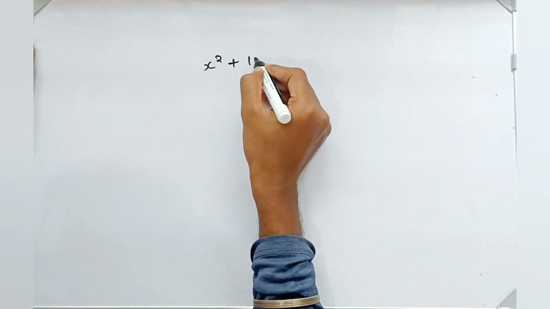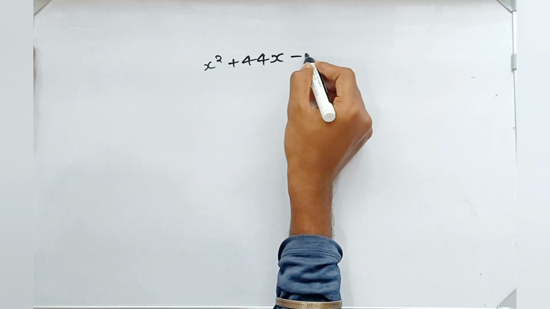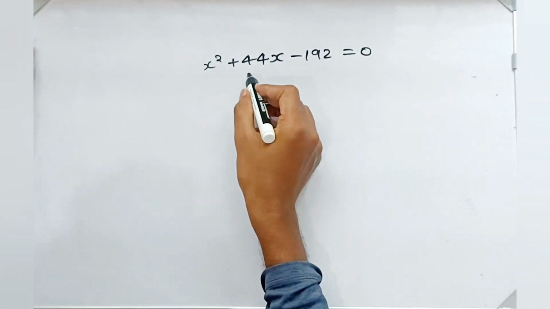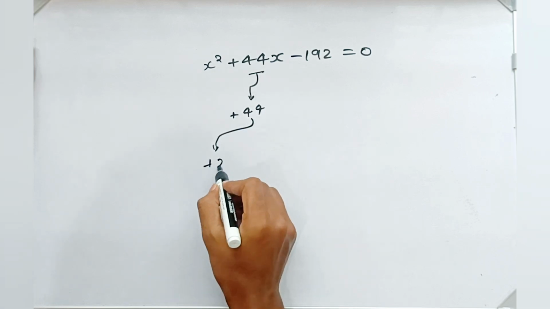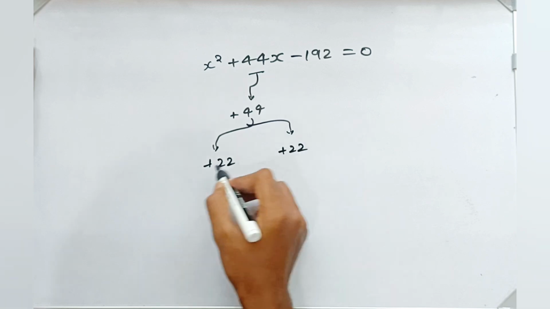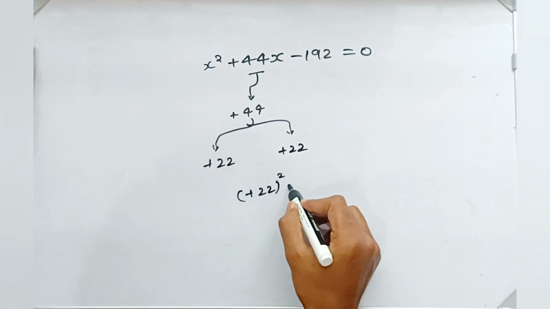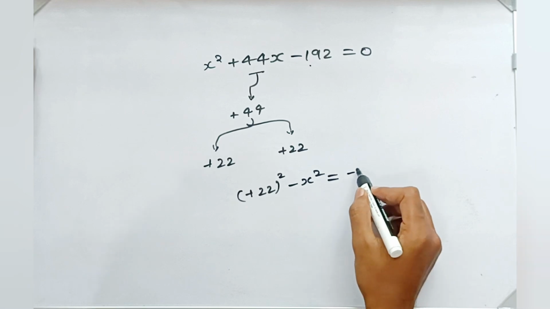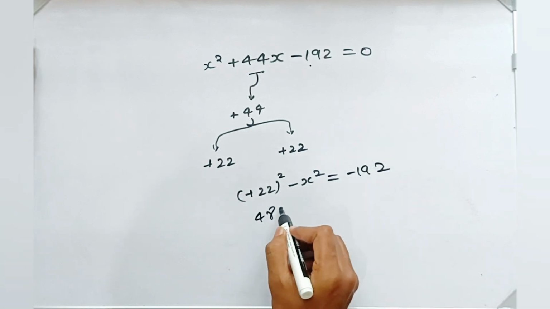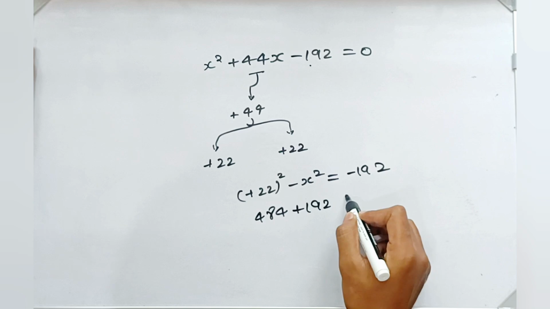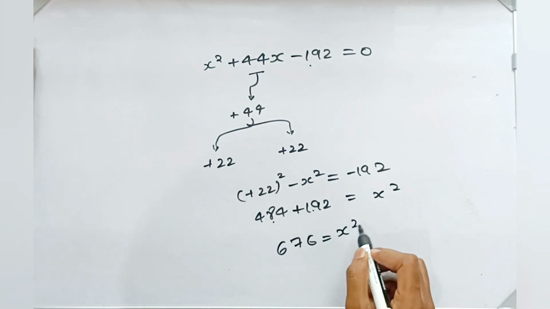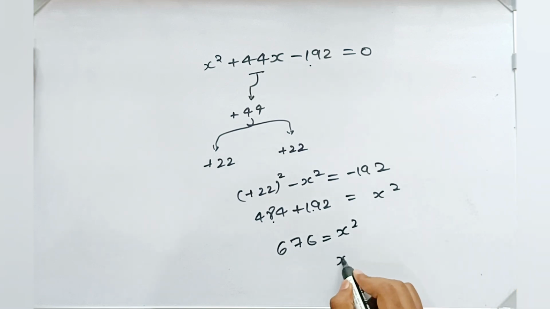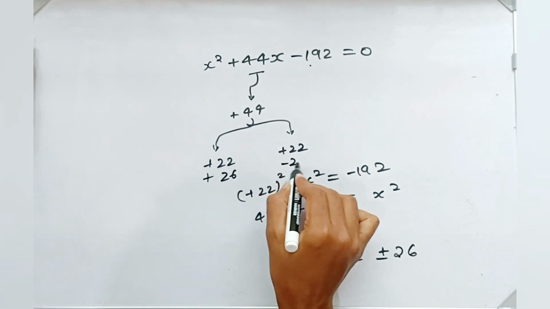We have x square plus 44x minus 192, that is equal to 0. Okay, I'm taking 44, it is plus 44. I'm taking half of that, which is plus 22, and plus 22, I'm taking the square of plus 22 minus x square, that is nothing but here minus 192, it is 484 plus 192, that is equal to x square. It is 676, x square is equal to 676. From this we can say that x is equal to plus or minus 26. I'm taking plus 26 here and minus 26 here.